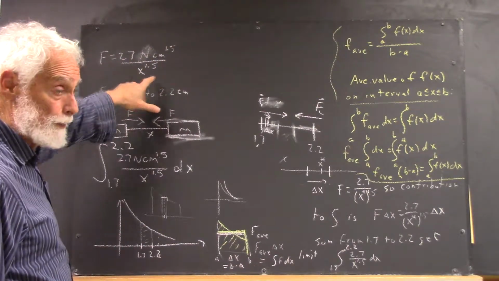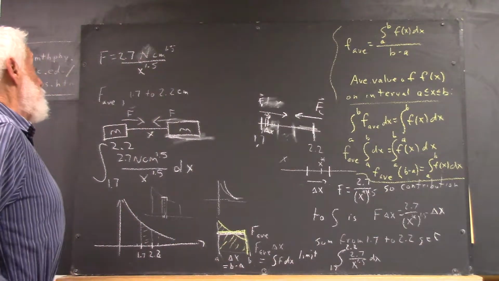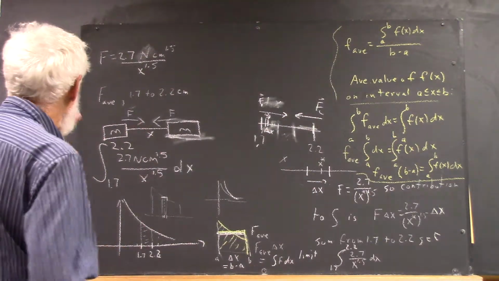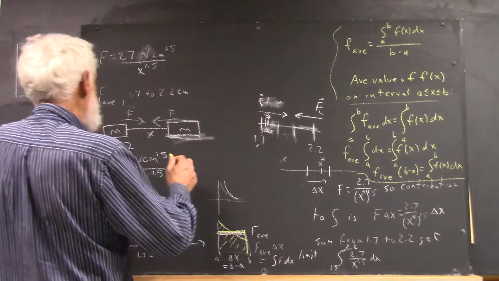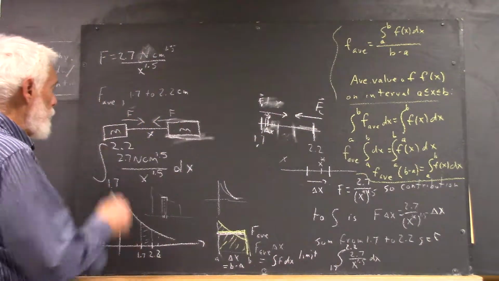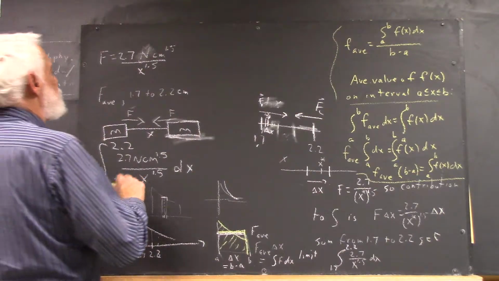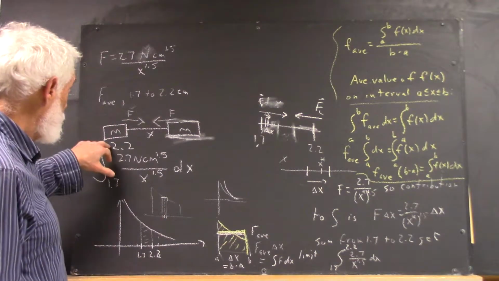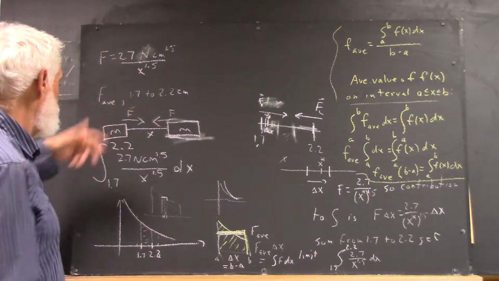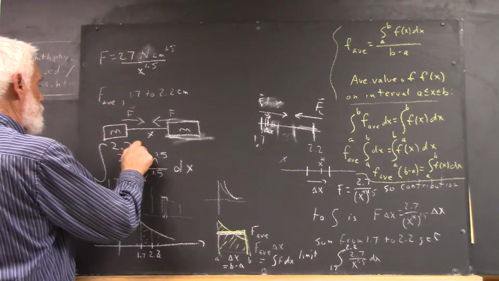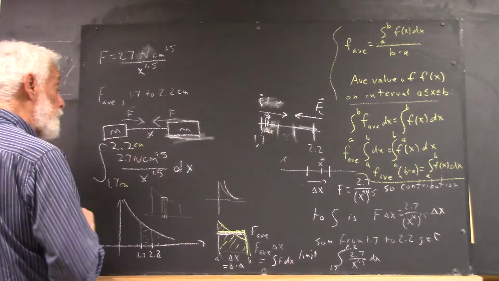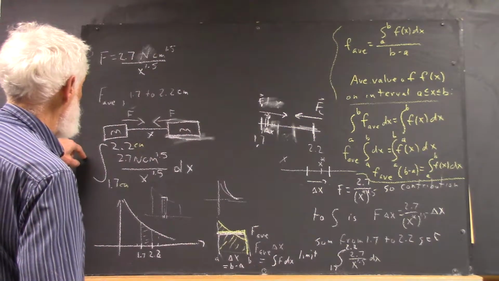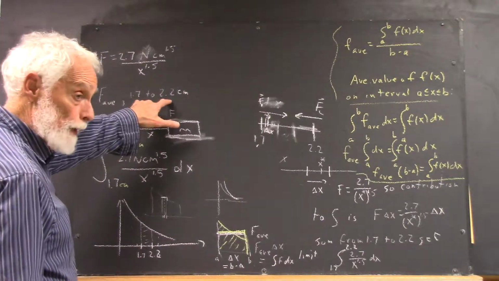Now, this whole question arose when we had this function f of x, 2.7 Newton centimeters to the 1.5 over x to the 1.5, and we wanted to find its average value from 1.7 to 2.2 centimeters. Okay. So how do you conceive that? Well, that's just going to be this integral, the integral from 1.7 to 2.2 of this, in Newton centimeters. Of course, we probably want to put units here since we have units here. Okay, there's the integral. So f average is just this integral divided by the length of this interval.